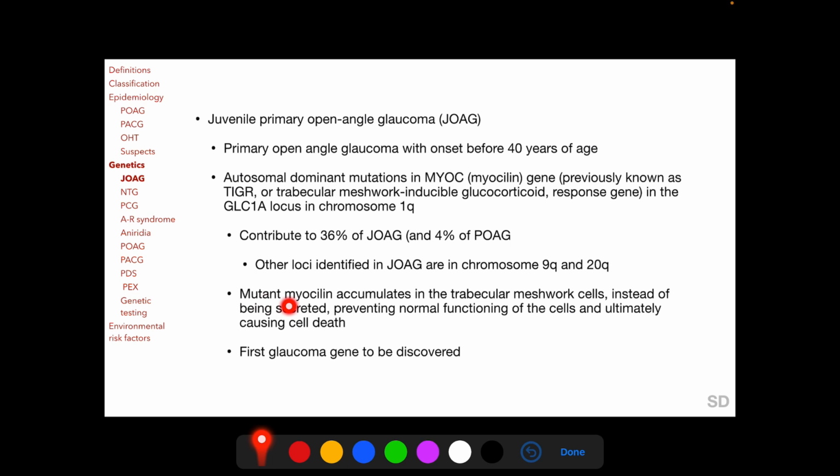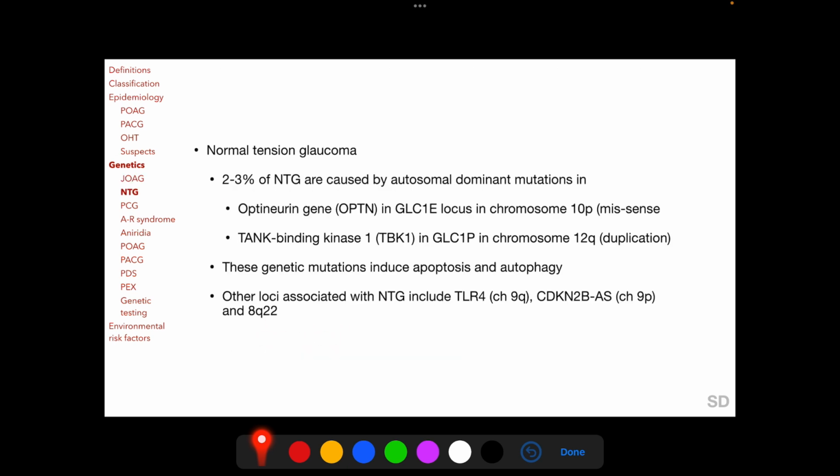And mutant myocilin has been found to accumulate in the trabecular meshwork cells instead of being secreted, which is said to prevent normal functioning of the cells and ultimately cause death of the cells. 2 to 3% of normal tension glaucoma are said to be caused by autosomal dominant mutations in two genes, OPTN and TBK1, and these genetic mutations are said to stimulate apoptosis.